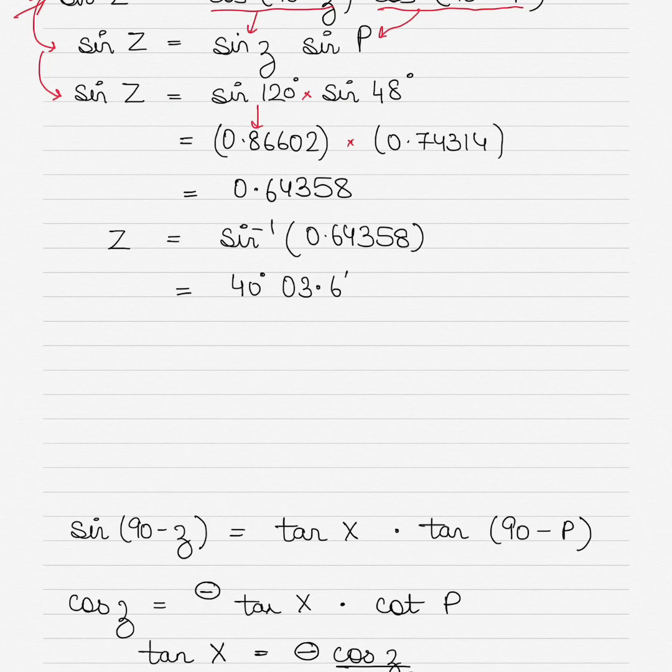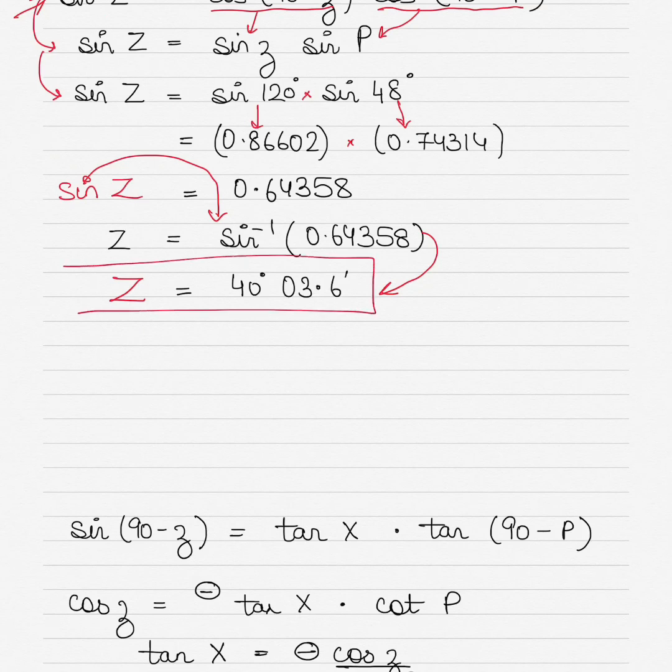Find out the values of sine 120 and sine 48. Both are positive values, and what you eventually get is sine of z equals 0.64358. Take sine to the other side, it becomes sine inverse, and sine inverse of this value gives you the value of angle z as 40 degrees 3.6 minutes. Now when you find the angle z value of 40 degrees 3.6, there is a sign ambiguity here. Now why is there a sign ambiguity?